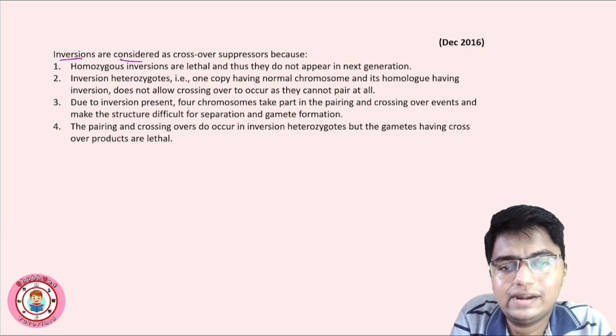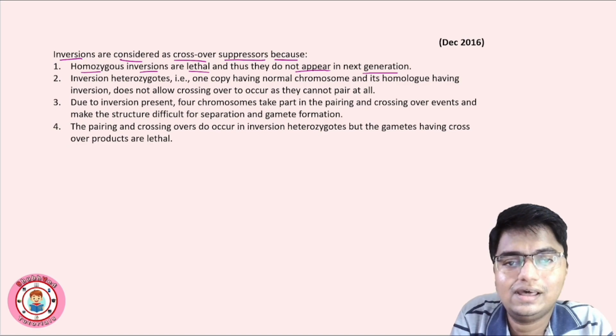Inversions are considered as crossover suppressors because homozygous inversions are lethal and thus they do not appear in the next generation. Wrong. Homozygous inversions are normal. If the inversion is homozygous, it is not lethal.